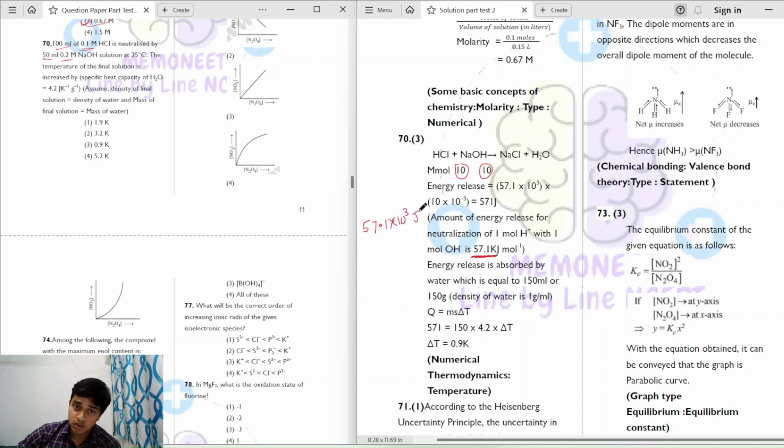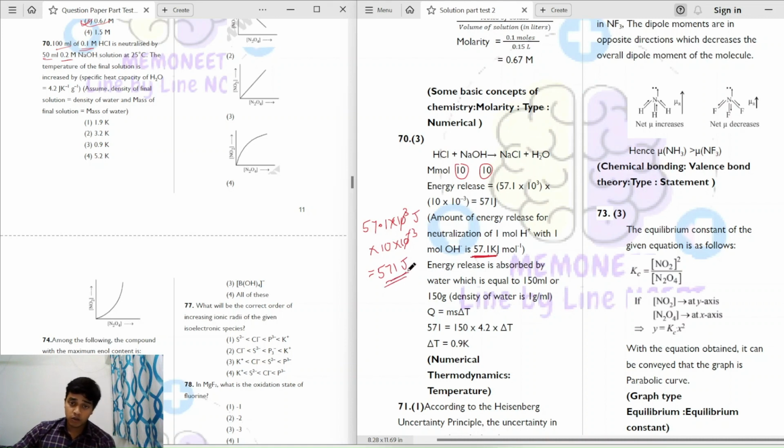We'll multiply 57.1 multiplied by 10 to the power 3 joules, and we'll multiply it by the number of moles that we have, which is 10 millimoles. So 10 multiplied by 10 to the power minus 3. So from here we get the total amount of heat released on neutralization is 571 joules.